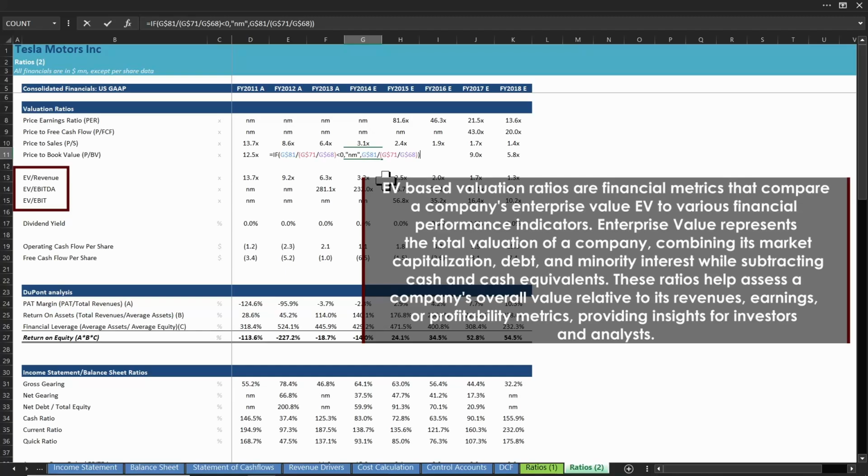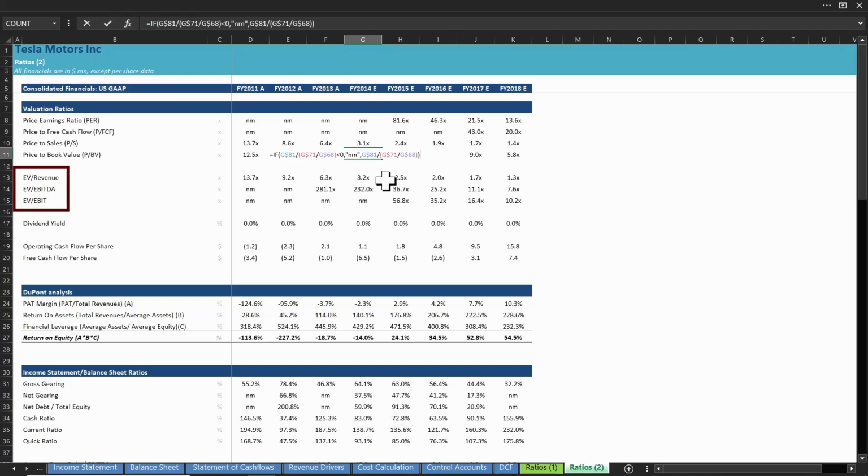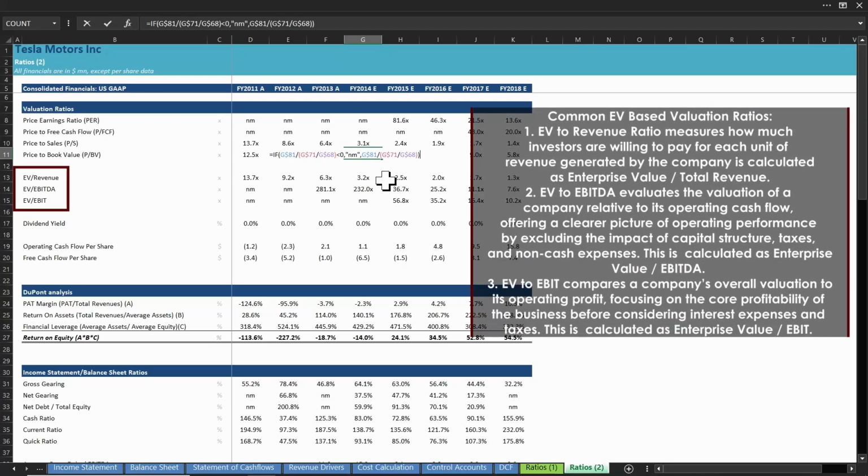EV-based valuation ratios are financial metrics that compare a company's enterprise value (EV) to various financial performance indicators. Enterprise value represents the total valuation of a company, combining its market capitalization, debt, and minority interest while subtracting cash and cash equivalents. These ratios help assess a company's overall value relative to its revenues, earnings, or profitability metrics, providing insights for investors and analysts. Common EV-based valuation ratios.